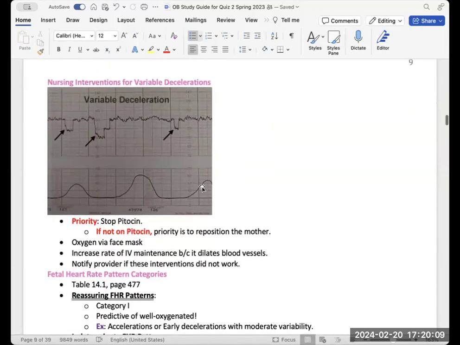Same thing for variable. We said variable can be an increase or decrease, but here's an example. There's no finite pattern. These decelerations in the heart rate are just happening whenever. Variable relates to the C, which relates to cord compression. If we see this on the fetal monitor, we stop Pitocin. If they're not on Pitocin, reposition the mom. The interventions become the same, then oxygen, and then increase the rate of the IV maintenance. If those don't work, notify the provider. Same order occurs, but it's always stop Pitocin if they're on it. If not, reposition the mom.